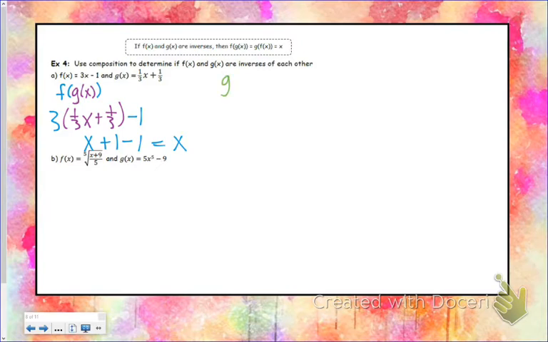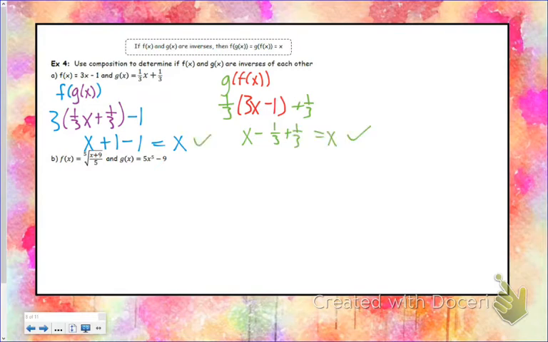So we also have to do g of f of x. So g of f of x means the f of x function replaces the x. So I'm going to do 1/3, replace the x with 3x minus 1. And then my original function had plus 1/3. 1/3 times 3x, and I'm left with just x. So I get x for both of them. So yes, those functions are inverses of each other.